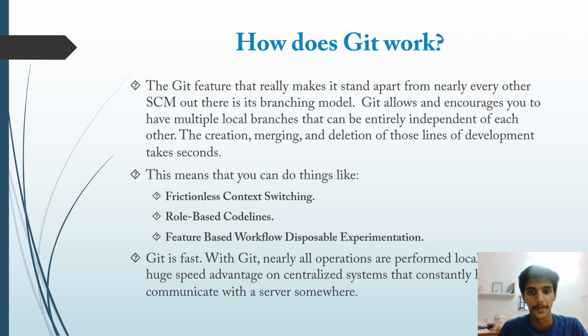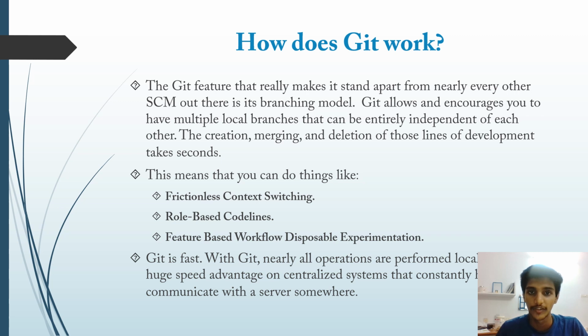Now comes the main part. How does Git work? A unique feature of Git compared to all the other SCMs is its branching model. Git allows and encourages you to have multiple local branches that can be entirely independent of each other.